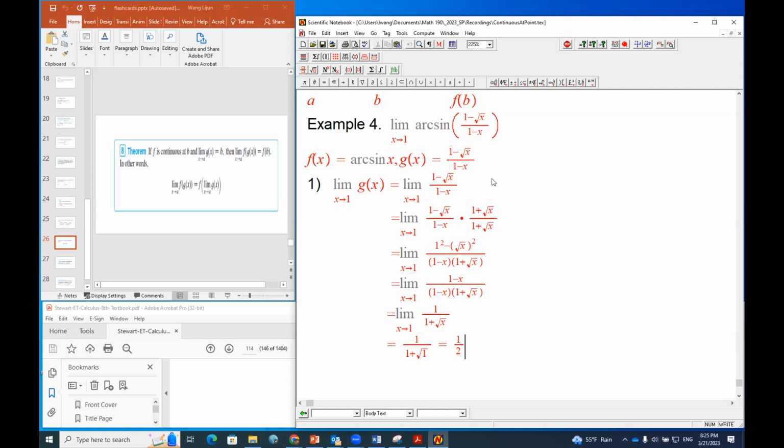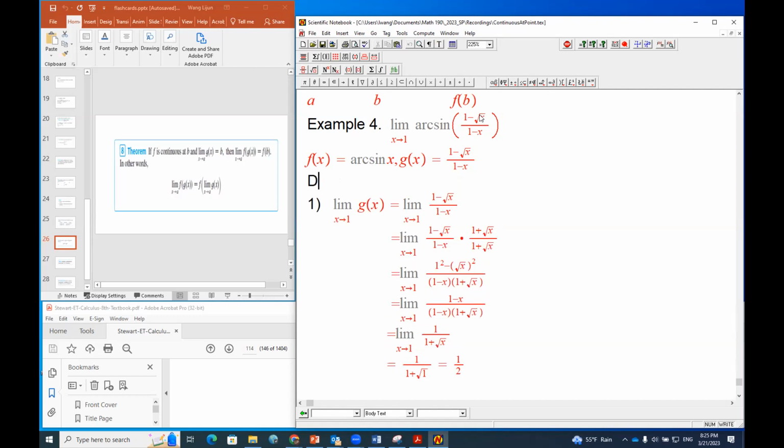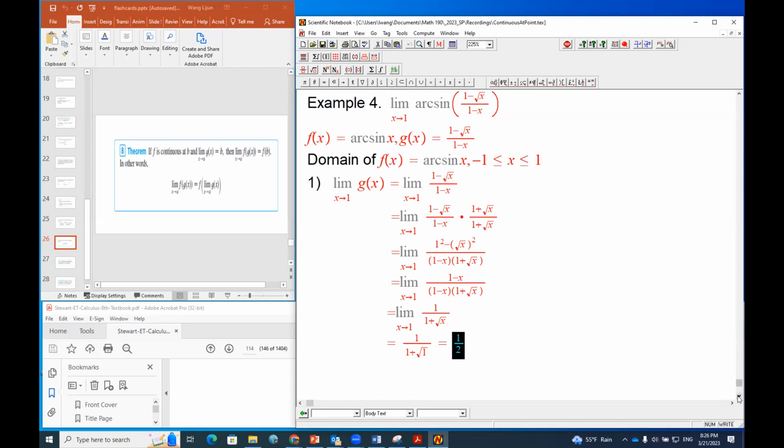Now it's interesting because we need to be aware of arcsine's domain. What's the domain of arcsine? The domain of arcsine is that the input x must be between -1 and +1. And 1/2 is indeed in the domain.